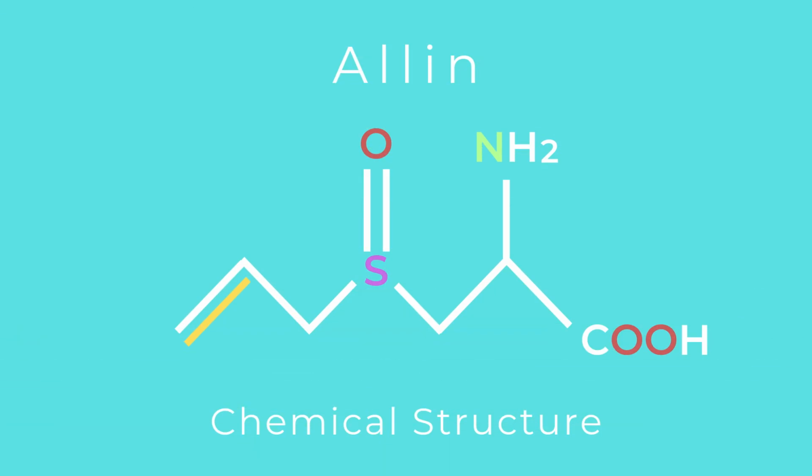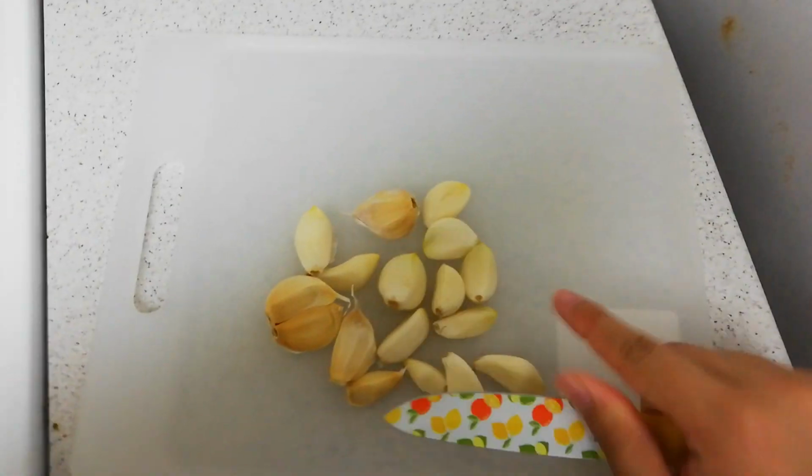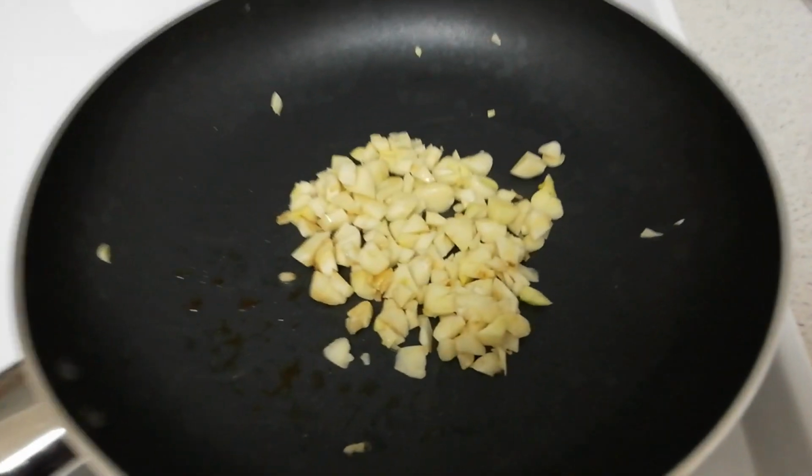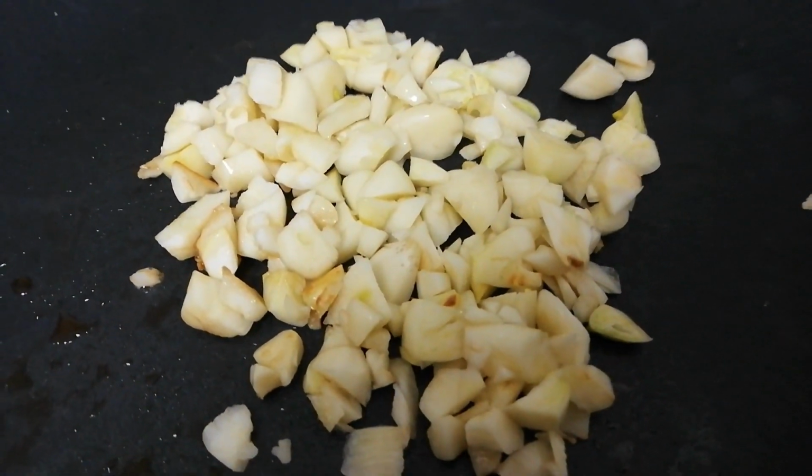To start us off, let's take a look at the molecule pictured here. After you crush a clove of garlic, this molecule called alliin is released, and it isn't until the garlic is combined with oil that it becomes our molecule of interest, ajoene.